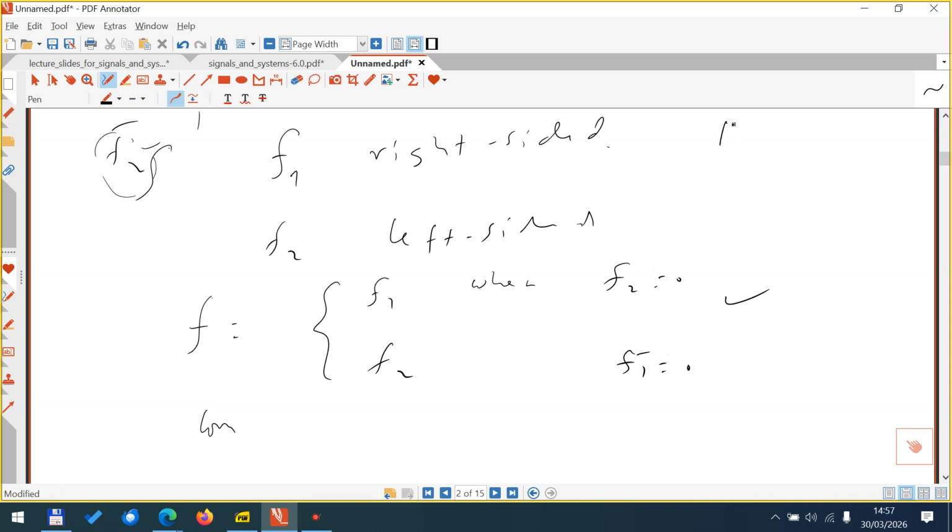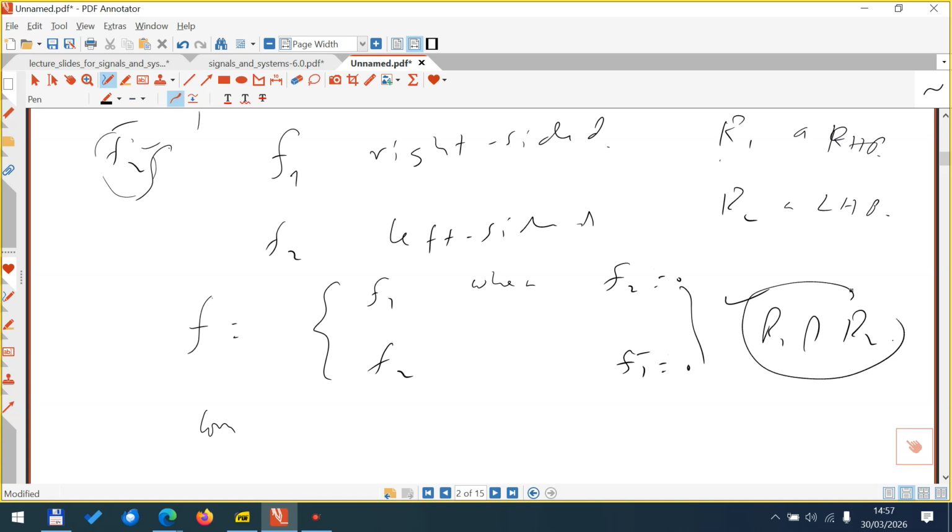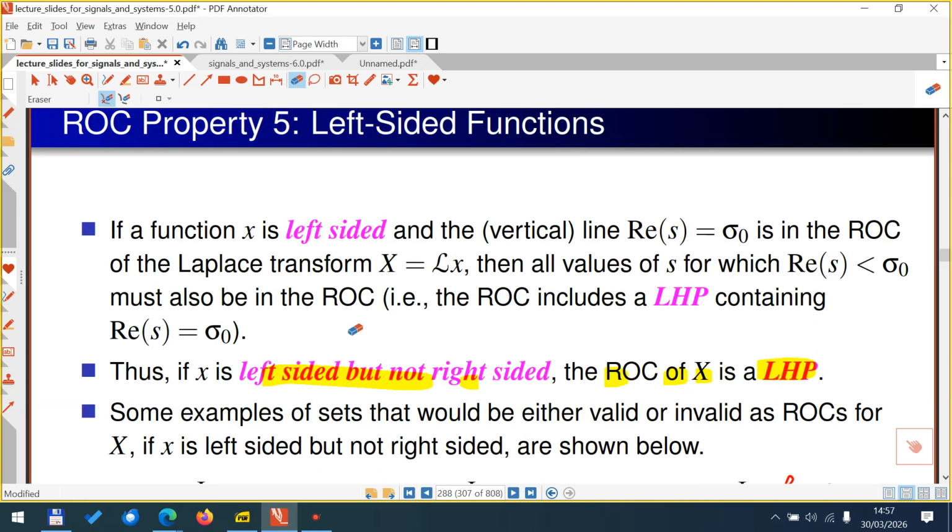And if the ROC of this is, let's say, R1, and the ROC of this is R2, the ROC of the combined function has to be R1 intersection R2. And now we know what R1 will look like. It will be a right half plane, and this will be a left half plane. So when you take the intersection of a right half plane and a left half plane, how will it look? It will look like a strip, right?